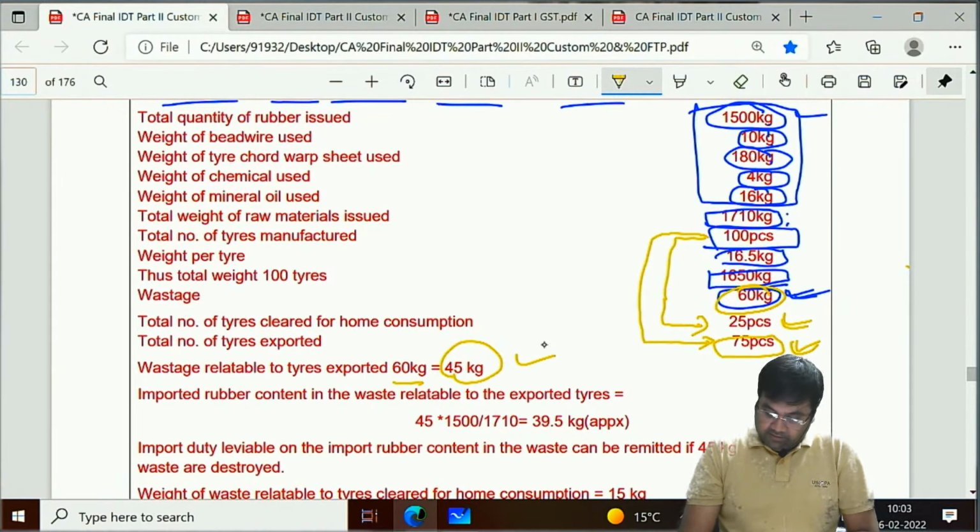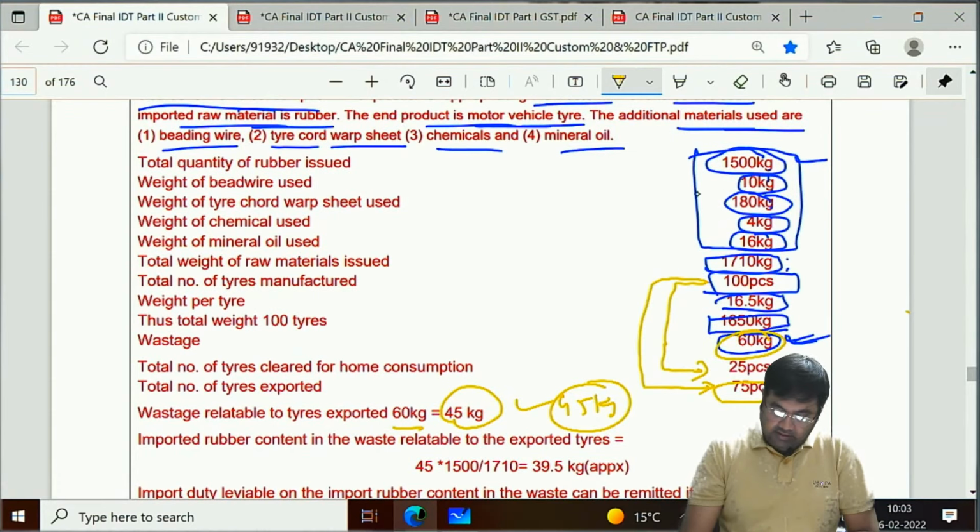So 45 kg is there. Now in the 45 kg waste, all the waste is there, like rubber is also there, bead wire is also there, mineral oil is there. But the imported item is only 1500, okay, the imported item is basically 1500 kg out of 1710 kg.